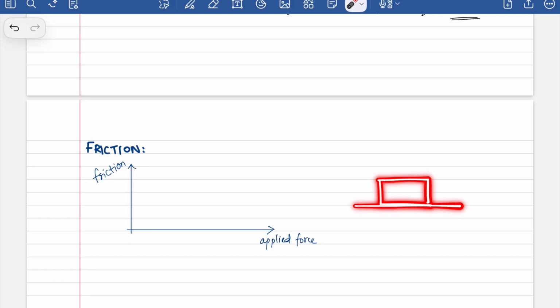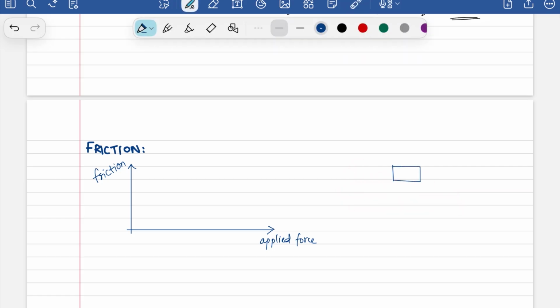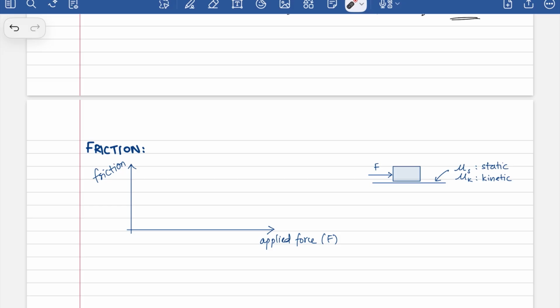This here is your body. You have some force being applied, and there is some friction here. So you draw that. There is some friction, mu s for static, and mu k for kinetic friction. And you have some force F that you're applying. That is your applied force. This force is going to try and cause this body to move to the right, and friction is going to prevent any kind of relative motion between the surfaces in contact.